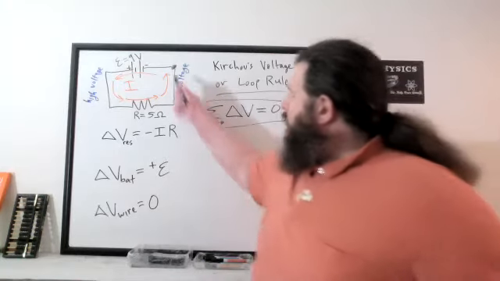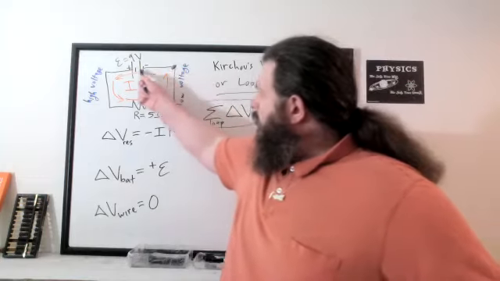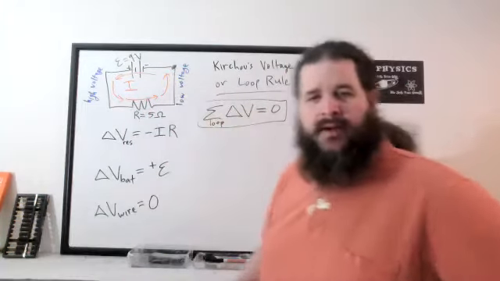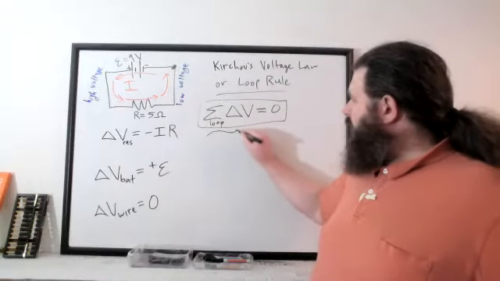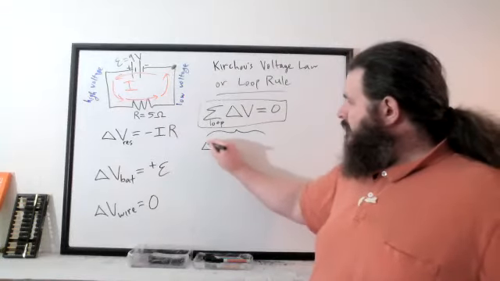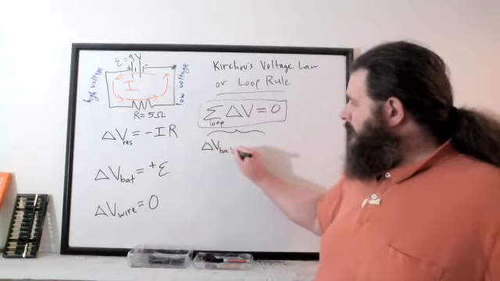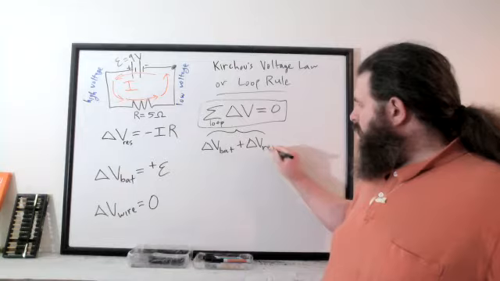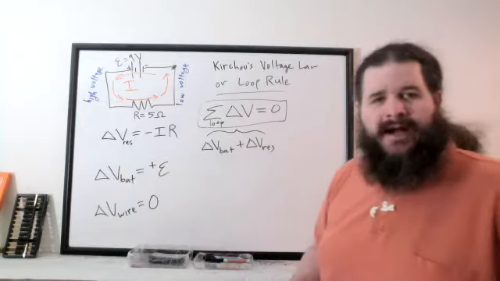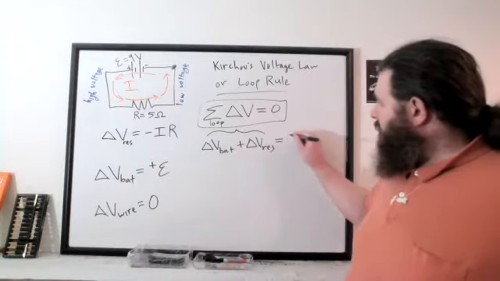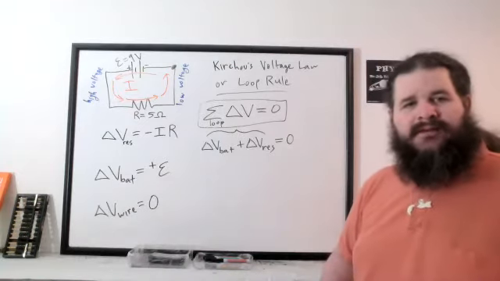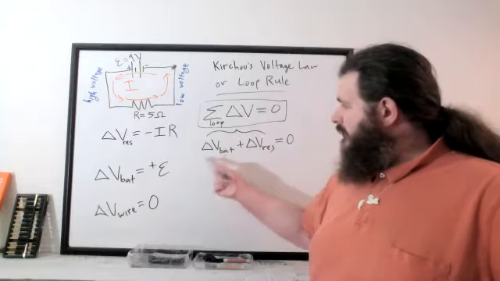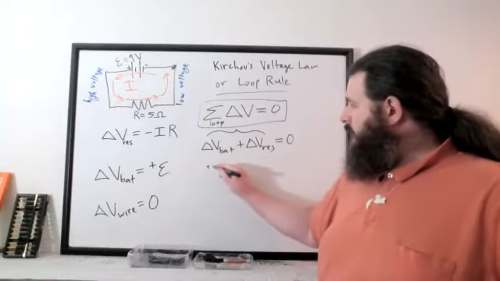In this particular context, you start here, you go through a battery, and you go through a resistor, and you get back to the starting point. So in this context, you add up the delta voltages. You got a delta voltage from a battery, you got a delta voltage from a resistor. Everything else is just wire. So those have to add up to zero because you get back to the starting point. Then you can fill in the delta V for each one of those. Delta V for a battery is plus epsilon.